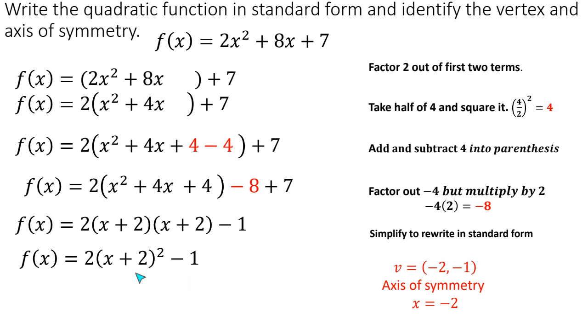So my vertex is the opposite of what I have in here. So instead of plus 2, it's negative 2. And then I keep my k as negative 1. The axis of symmetry is your x coordinate, which would be negative 2. Okay, so right now we're looking for the vertex, and then we're going to start finding the zeros so that we can graph the entire parabola.